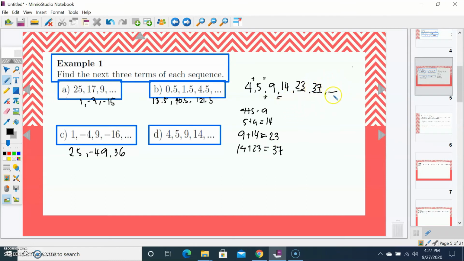But how about the seventh term? To get the seventh term, we must add the two previous terms, which are the fifth and the sixth terms, which are 23 and 37. What is 23 plus 37? This will give us 60. So the seventh term that we are looking for is 60.